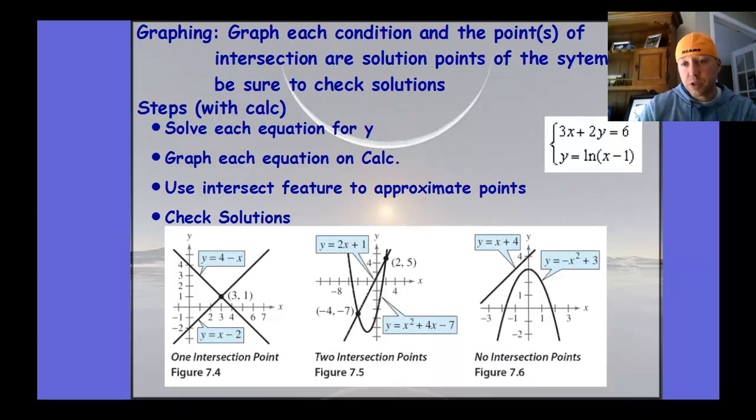So let's review back from Algebra 1, really. So graphing, some overall content, graphing. You can graph each condition, which is the equation, and the points of intersection are the solution points of the system. Be sure to check those solutions in the equations and make sure they all work. Steps for the calculator: you can solve each equation for y, because to put it into a calculator, it's got to have y isolated. We can graph each equation on the calculator. Then we can use the intersect feature.